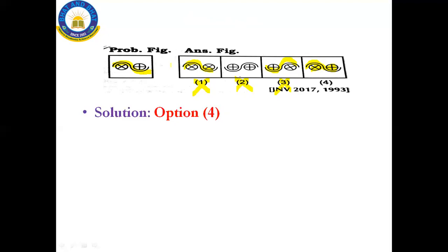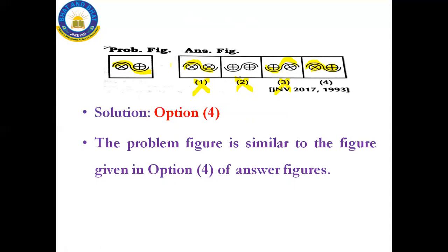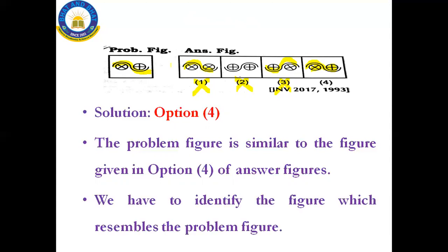Looking directly at the options, we should not directly tick the answer. We should go through each and every option. If option 1 is not the correct answer, you should be able to tell why it is not. Okay. Now what is the correct option here? Option 4 is the correct answer. We have to identify the same figure which resembles the problem figure. What the problem figure looks like, we have to find the same answer figure.